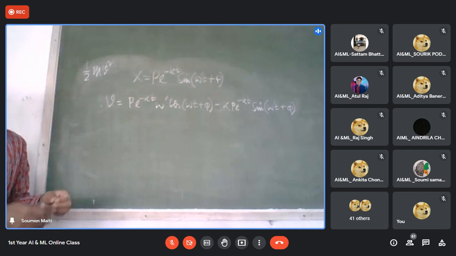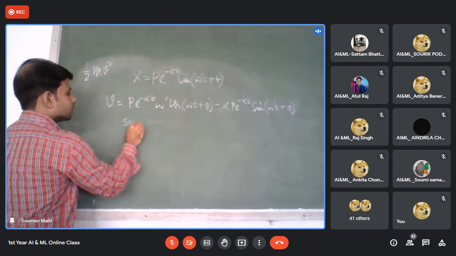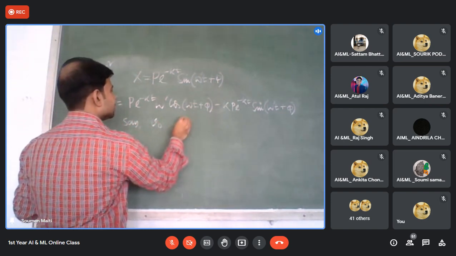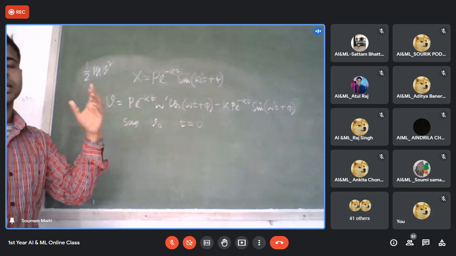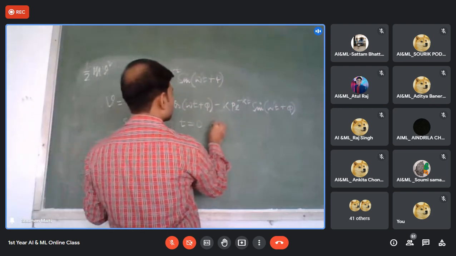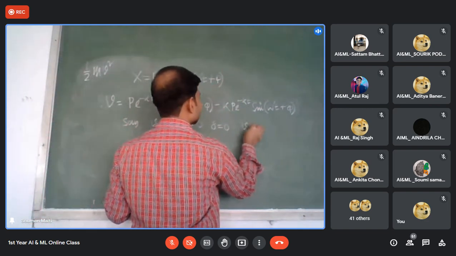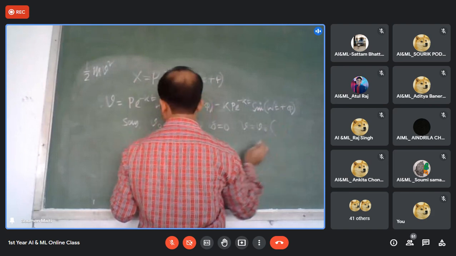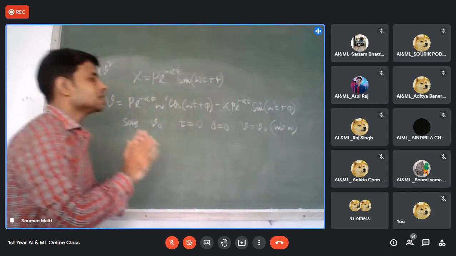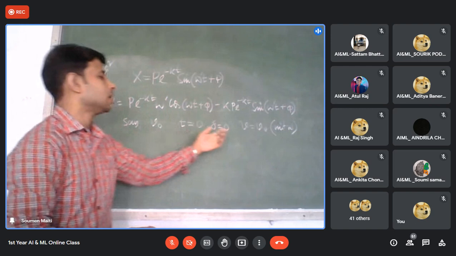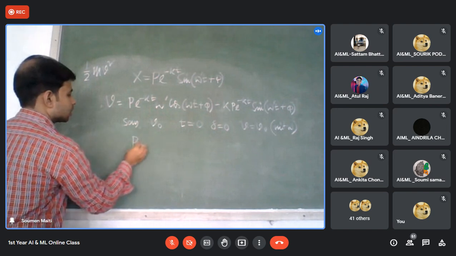Say the body is excited by giving a velocity v naught from its mean position. That is, at t equal to 0, the position is at the mean, that is delta is 0, and dx/dt is v naught. Initially it was at mean position, it was given a force, so v is nothing but v naught. This is the initial condition: v equal to v naught at t equal to 0 and delta equal to 0. Then can you tell me what is the value of P?